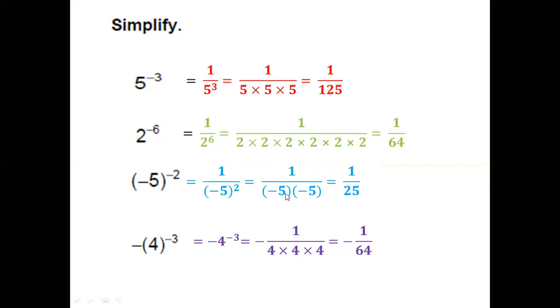You might ask, how did minus 5 multiplied by minus 5 give you 25? You know the integer rules. If you multiply two negative numbers, the answer you get is going to be positive.